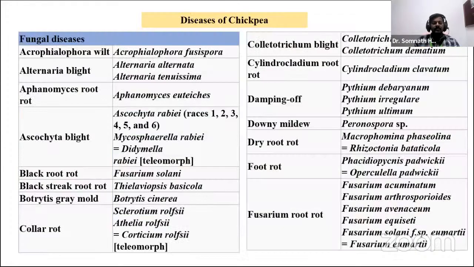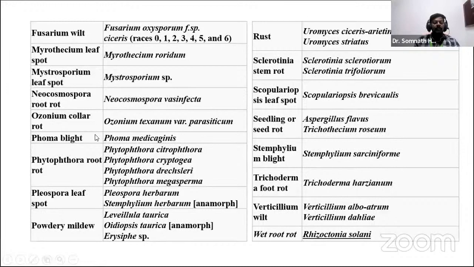So I have just enlisted the diseases of chickpea. You can see, I will share this presentation. You can read all the diseases. There are a large number of diseases which are impacting chickpea. Chickpea is one of the most susceptible crops, and it is affected by many fungal pathogens. One of the important pathogens is Ascochyta blight, which is causing huge losses to the chickpea. Wilt, of course, is a serious problem.